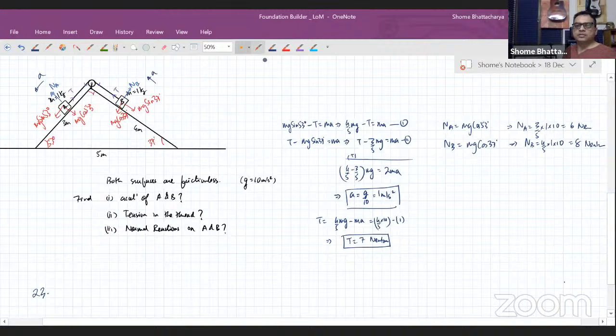So the main fact about the 25th question was that you had to quickly judge that this is a right angle triangle. This sort of triangle. This is a right angle triangle with this angle 53 degrees and this angle 27. Okay. Right, now let's come to 23rd question.